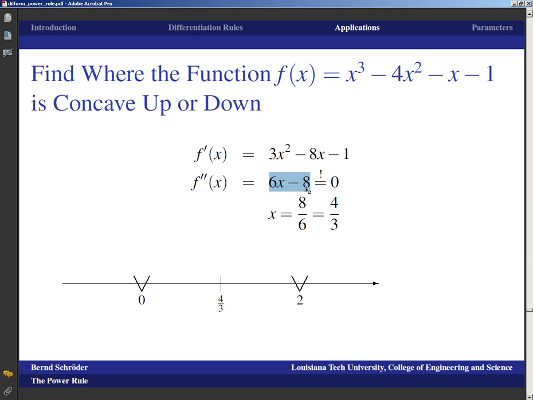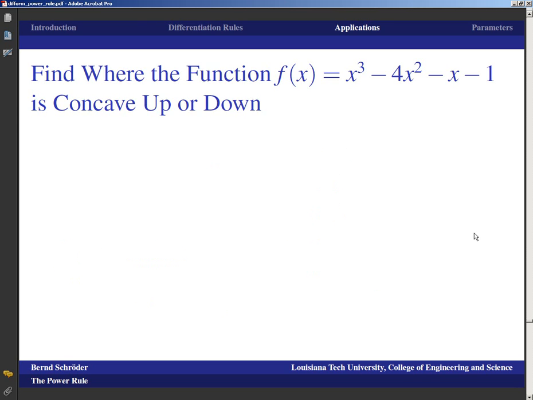And well, at 0, that's negative 8, which means the second derivative will be negative from negative infinity to 4/3. And at 2, we get 12 minus 8, which is 4, so the second derivative will be positive from 4/3 to infinity. Okay, that means the function is concave down from negative infinity to 4/3, and concave up from 4/3 to infinity. If you want to, you can also write that out as a sentence, certainly.